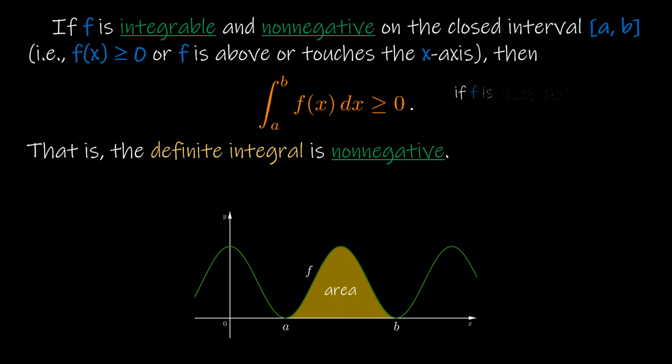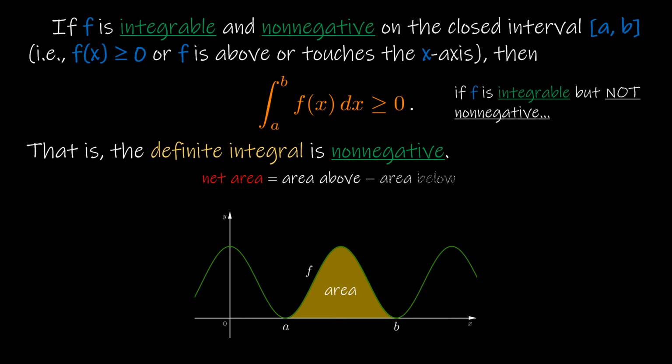However, if f is integrable but not non-negative, that is, the graph of f goes below the x-axis on the closed interval a, b, the definite integral refers to the net area of the bounded region, or the difference between the area above and the area below the x-axis, and the definite integral may be less than 0.